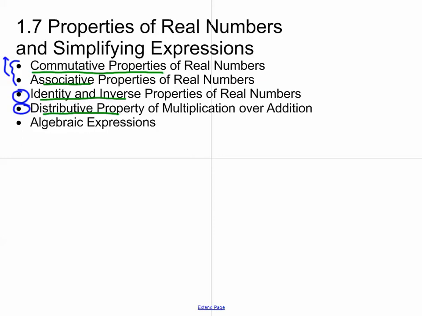Alright, this section is going to talk about properties of real numbers 1.7. I'm going to close up 1.7 with algebraic expressions. And again, the green stuff is stuff we did in the first video. The blue stuff is what we did in the second video. And now we're going to talk about algebraic expressions.